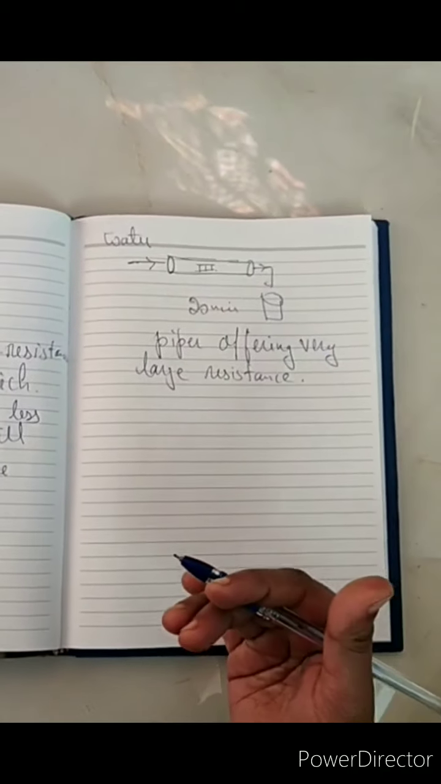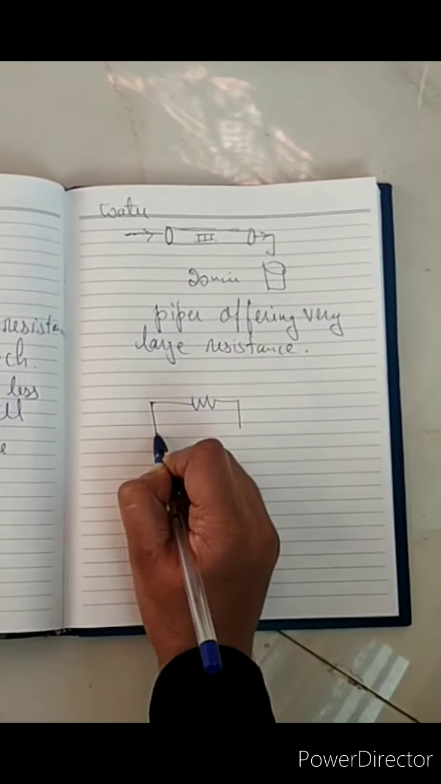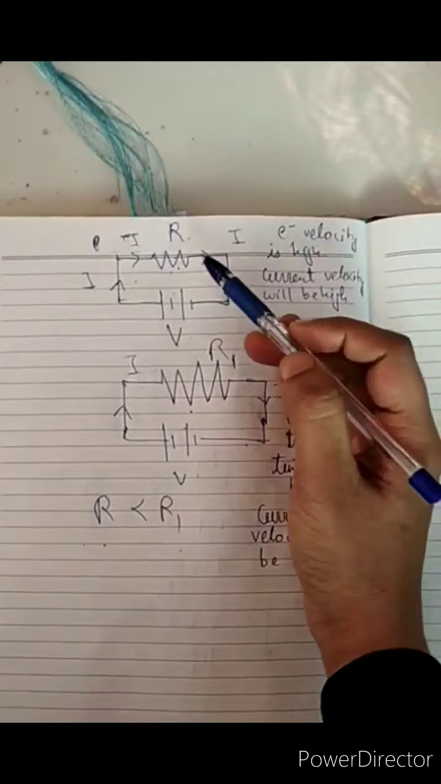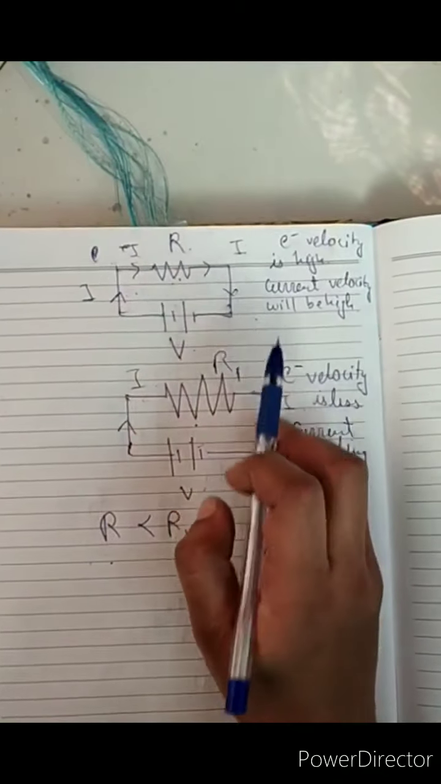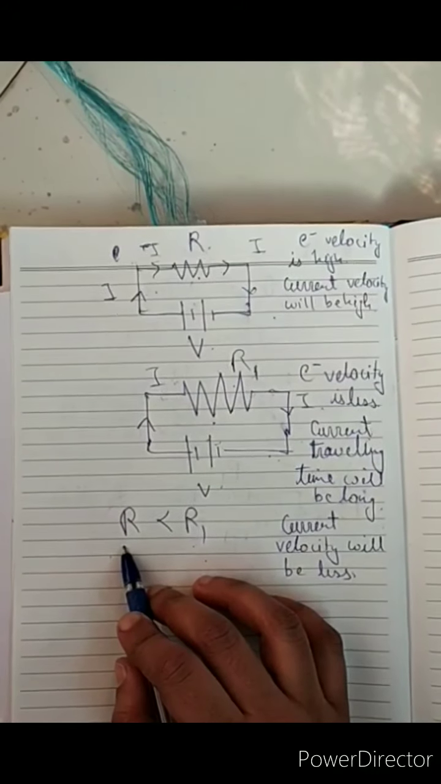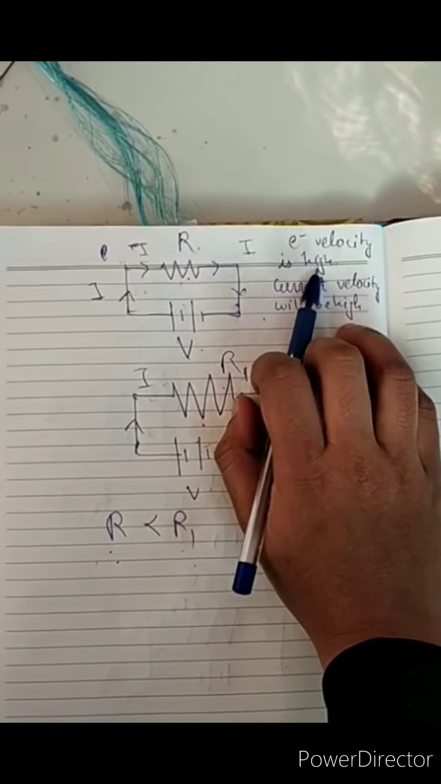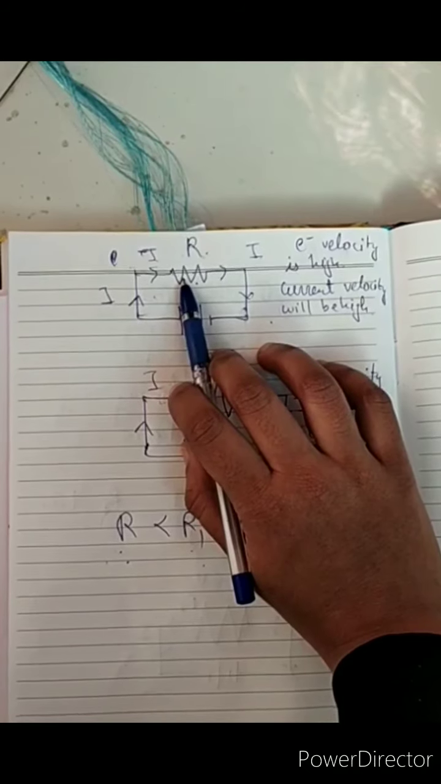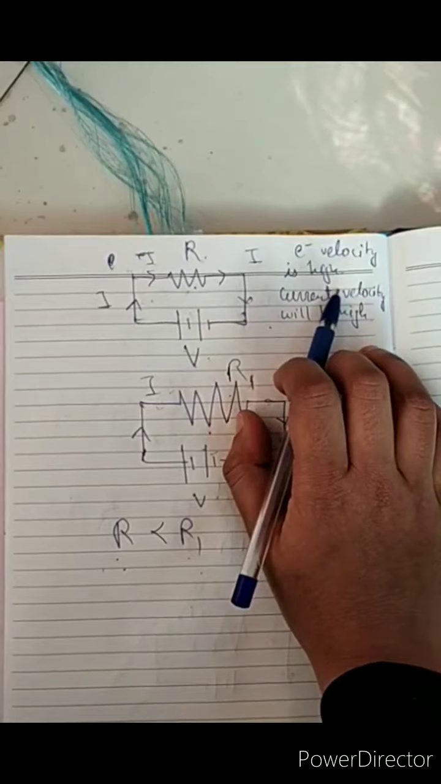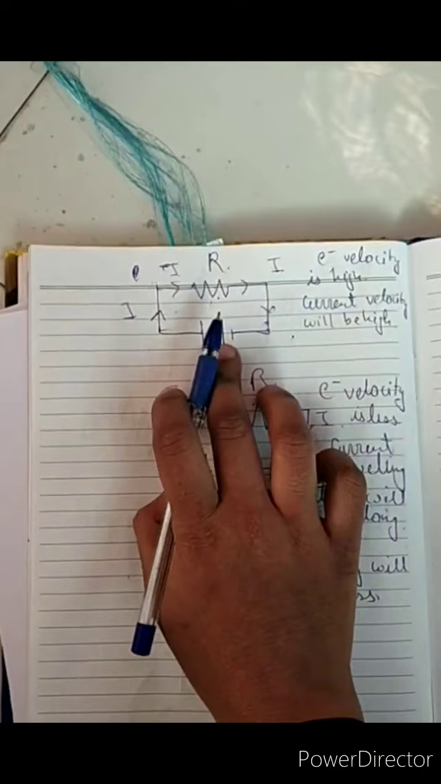Now we are going back to our main circuit, that is the resistor circuit. So friends, here we have two circuits, one with resistor R and the other with resistor R1. R1 is greater than R. So what will happen here? Electron velocity is high. Why? Because resistance is low, so it will offer very little force against the electron traveling from one end to the other. That's why electron velocity is high. It means current velocity will be high, and current will take very little time to travel from here to here.